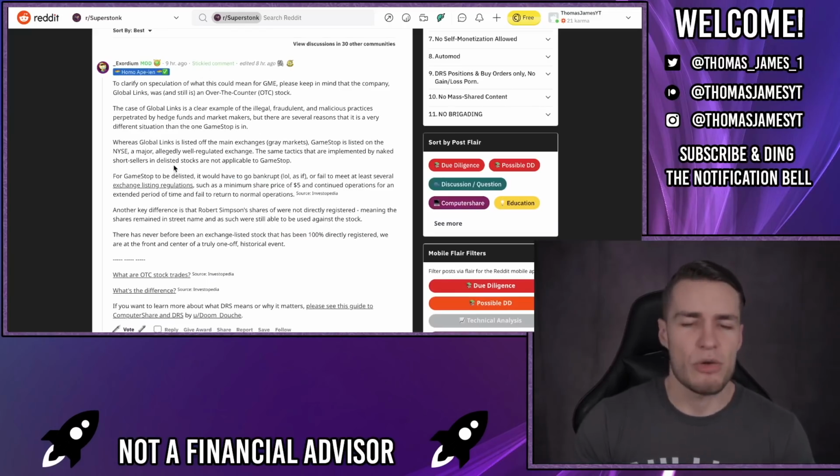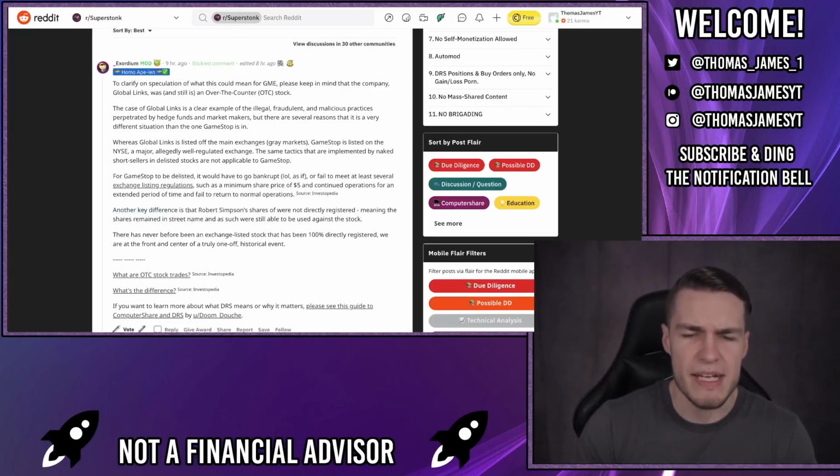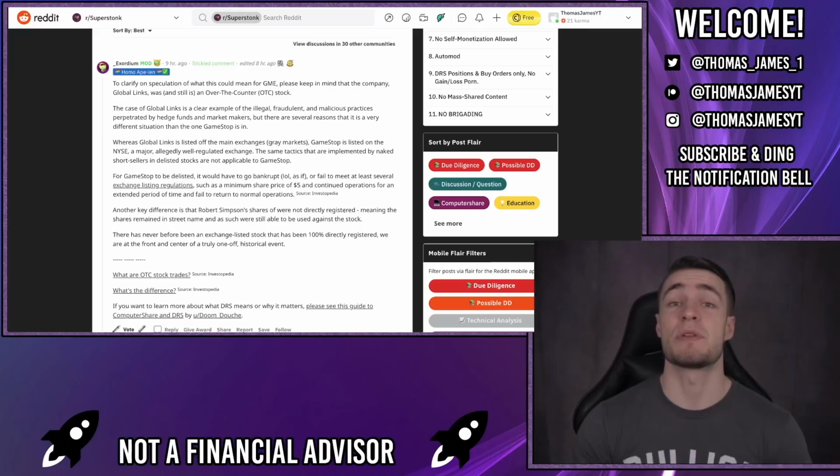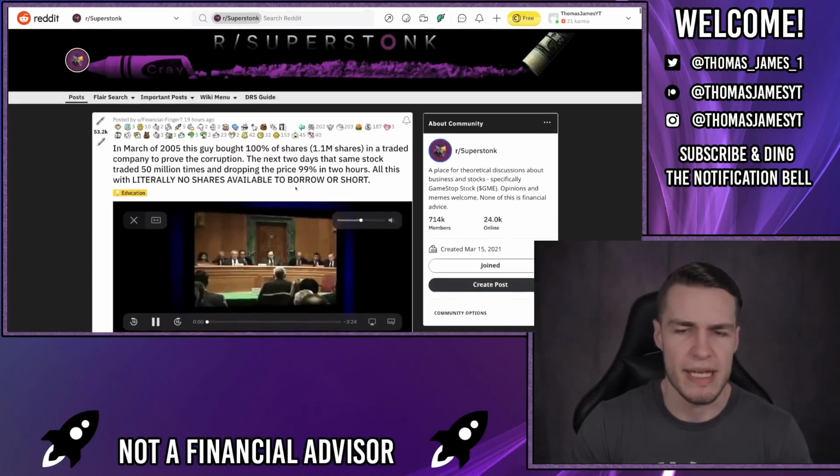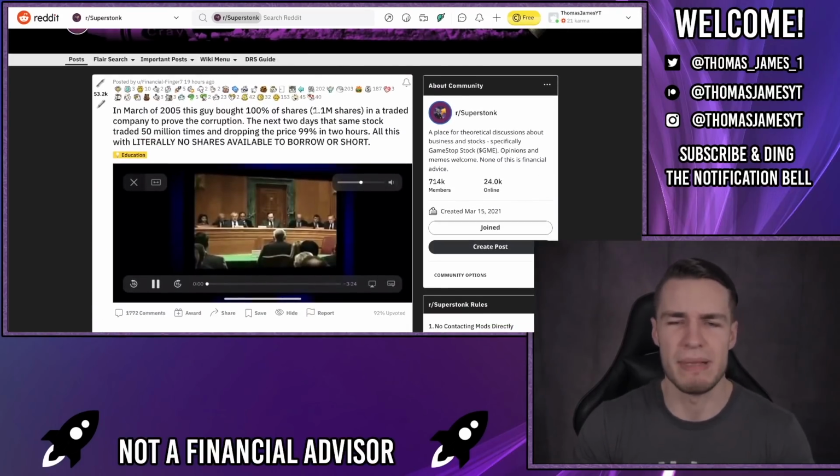Now I think there is a minor correction in here as well, and it says another key difference is that Robert Simpson's shares were not direct registered, they were just held in his brokerage account or in his trading account. And that means the shares remained in the street name, and as such they could have been lent out, although they shouldn't have been lent out. Either way, there were only 1.1 million shares in existence, and those 1.1 million shares still traded hands 50 million times in a 2-hour period.